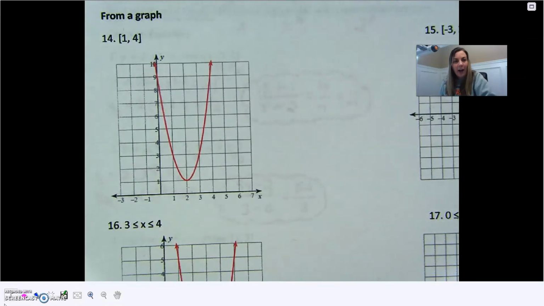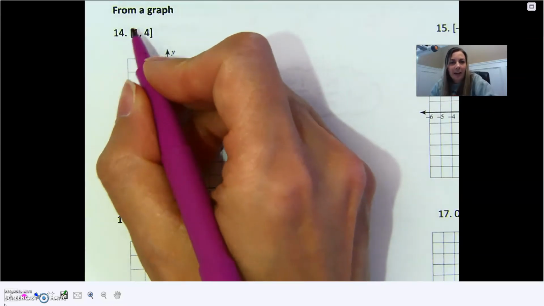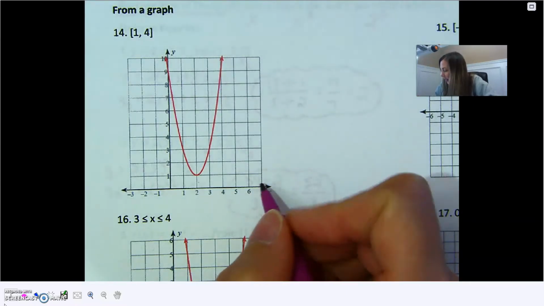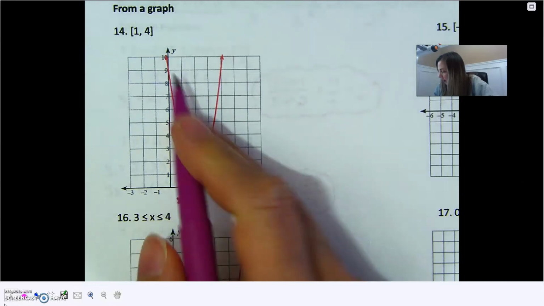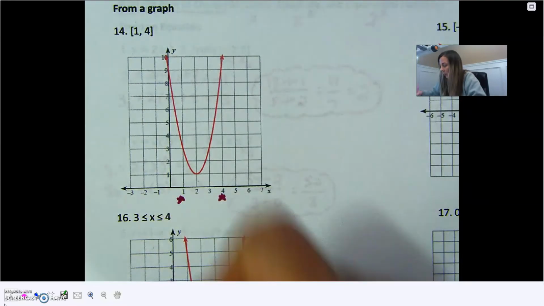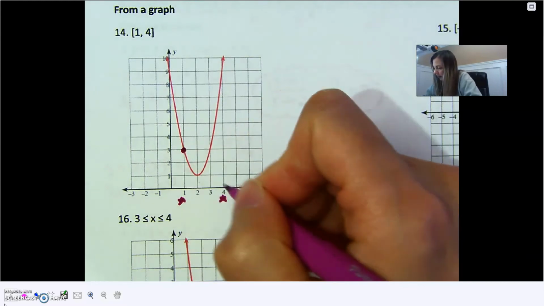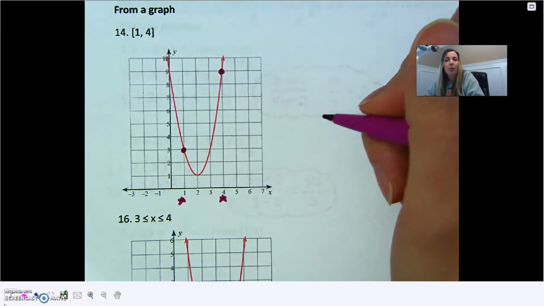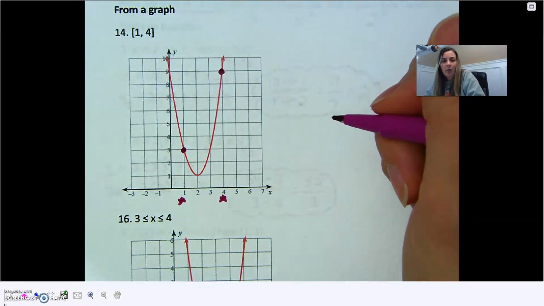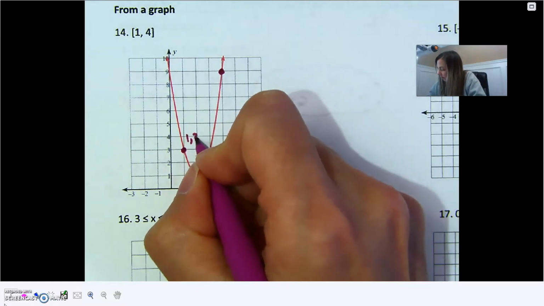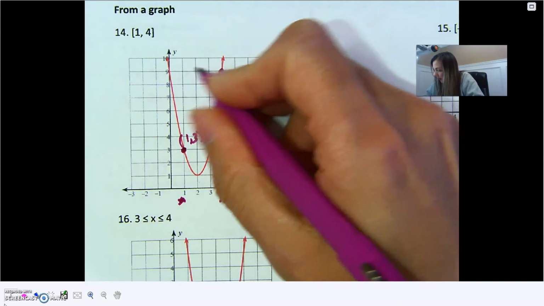The last way that we have to do rate of change is from a graph. Okay, so here we have that interval notation again. It's the bracket. So they're saying on the x-axis, they want you to go from 1 to 4. All right, so let's find that on the graph. 1 is right here. 4 is way up here. All right, so those are the 2 points that we're going to do rate of change from. So this first ordered pair is 1, 3. And this ordered pair is 4, 9.